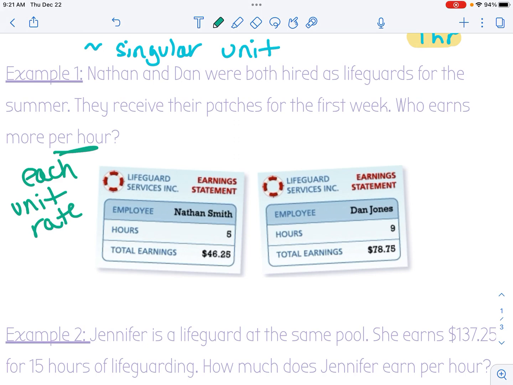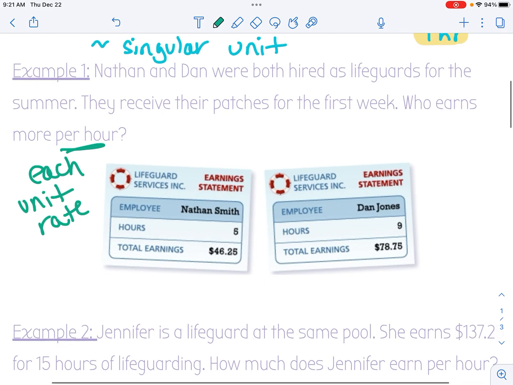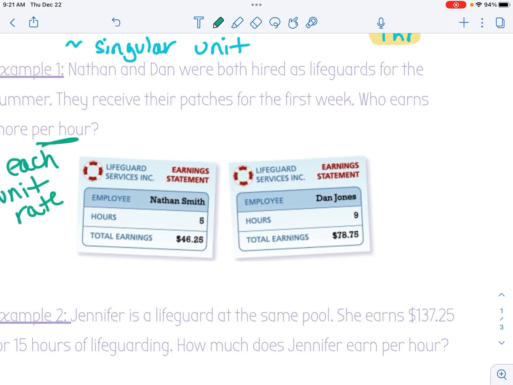So it looks like Nathan is making $46.25 for 5 hours of work. And it looks like Dan is making $78.75 for 9 hours of work. So this is an example of a rate because I have two different units. I have total earnings, money, and then hours worked. Now the key here is that it wants it per hour, not per dollar. So my unit rate that I'm finding, the singular unit, is going to be hours. So I want hours to be on the bottom of my fraction.